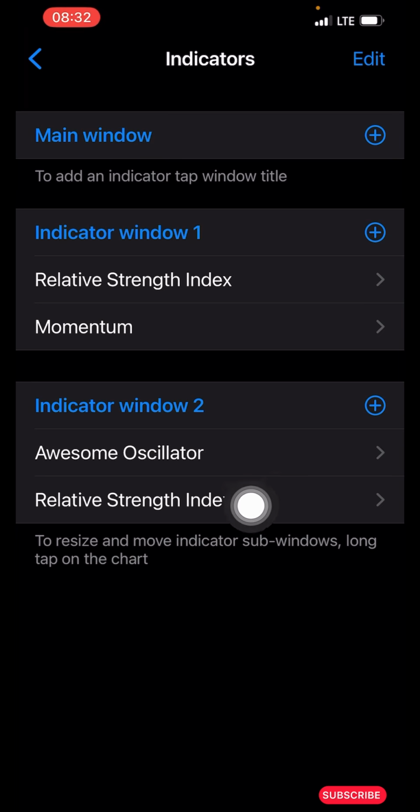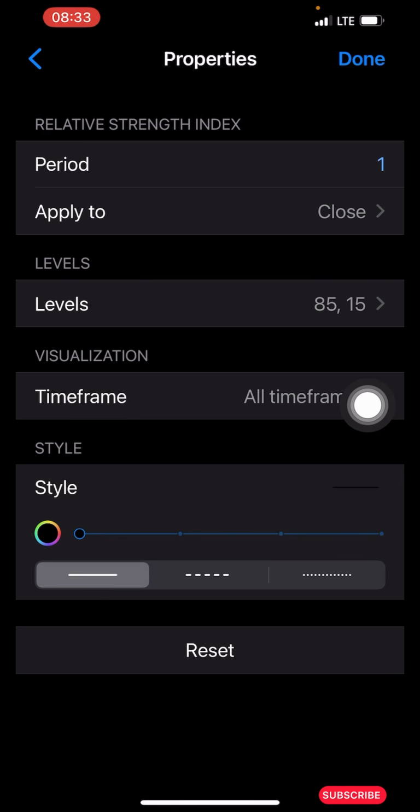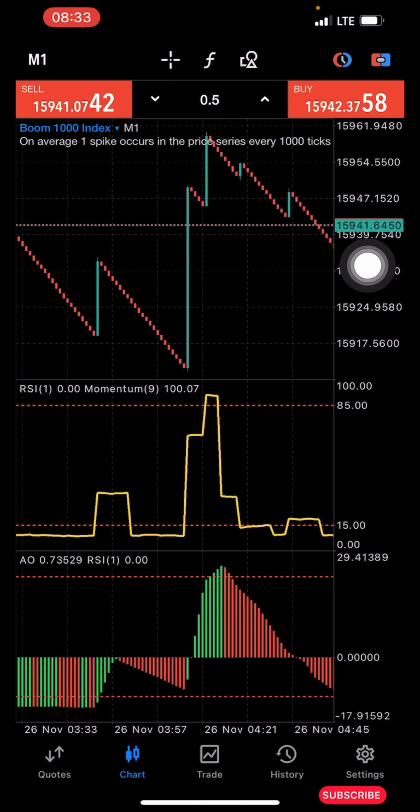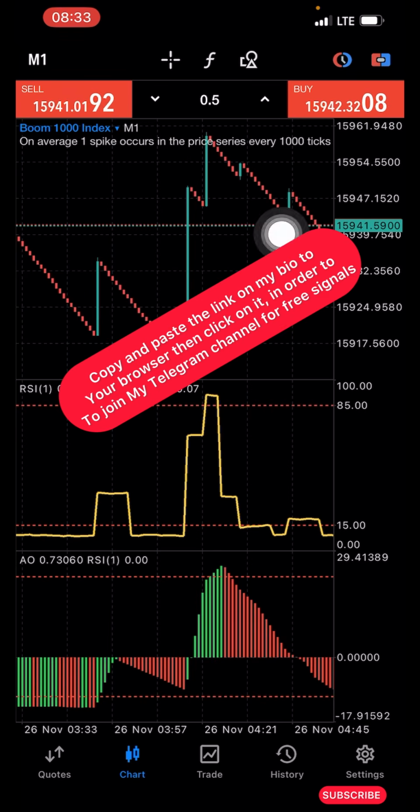Now the next indicator we have here is still a relative strength index. So you click on the indicator in the 1 plus icon in order to add the relative strength index under the awesome oscillator. You click on it, and then you search for your relative strength index. Now the setting for the relative strength index is the same as the first one. We just need the levels. Then after that, you click on done, and you are going to have a screen like this one here. So that's how you are to set the strategy up.